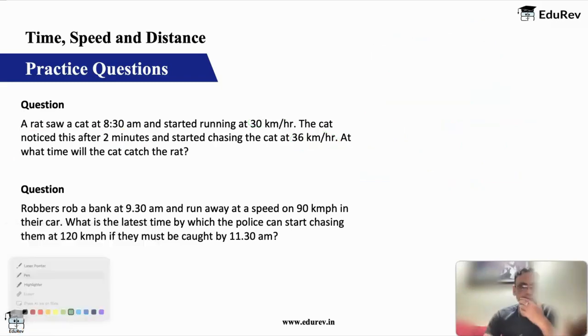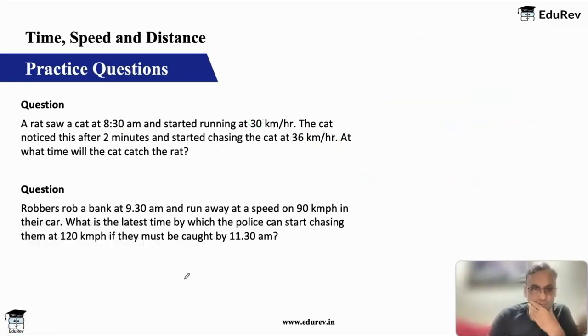One more question, and I like this question more. Robbers rob a bank at 9:30 am and run away at a speed of 90 kilometers per hour in their car. What is the latest time by which the police can start chasing them at 1:20? So obviously the police have a faster speed, so they'll be able to catch up, but they have to catch the thieves by 11:30. Okay.